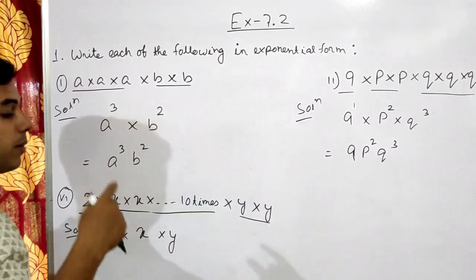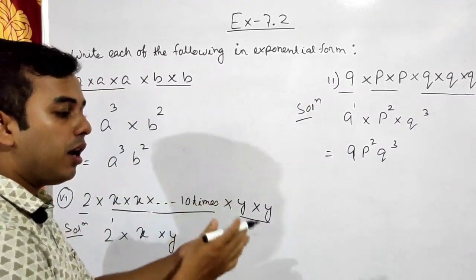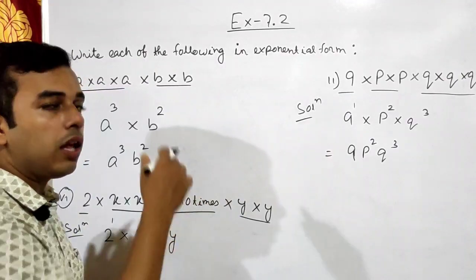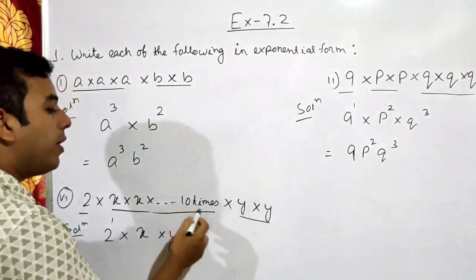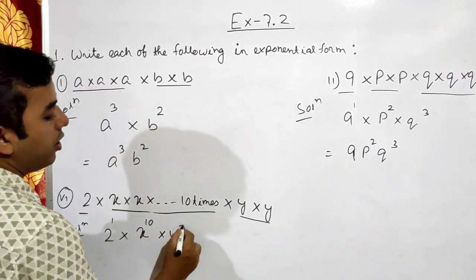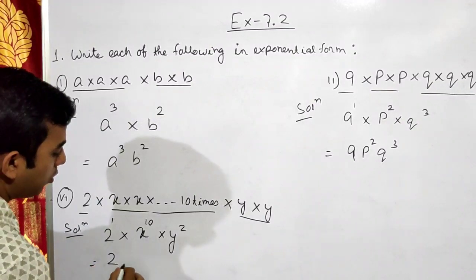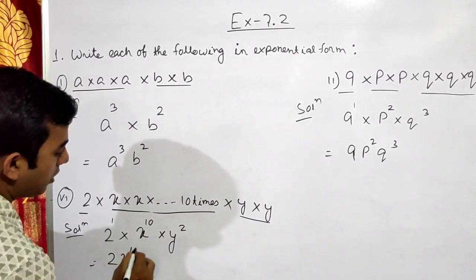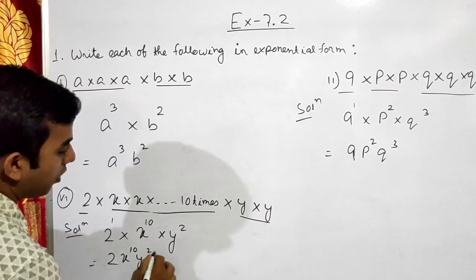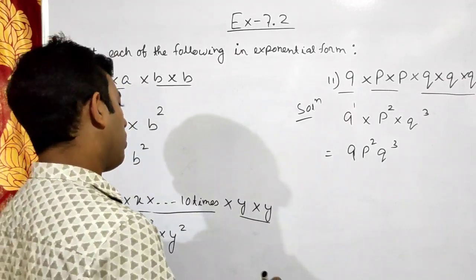So I have told you earlier that if any number is multiplied n times, the number will be in the base and n will be in the power, isn't it? So here how many times? 10 times, so 10 will be in its power, and 2 is multiplied 2 times. So you can write it like this also: 2x to the power 10 y square. Clear? Okay, let's solve one more and you will be more clear.